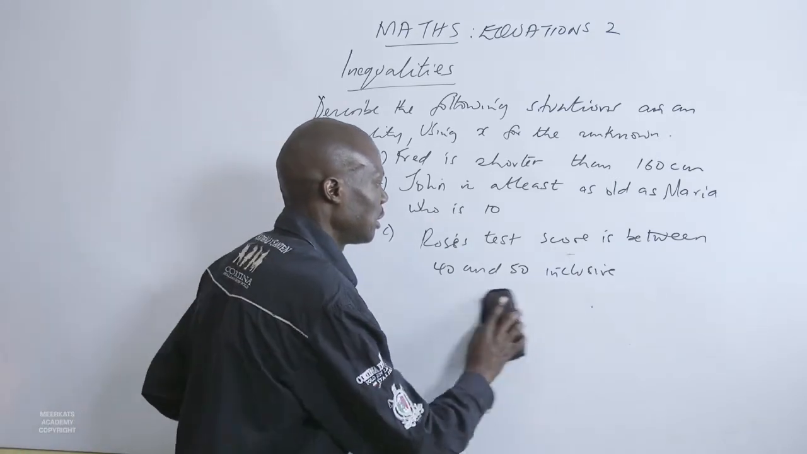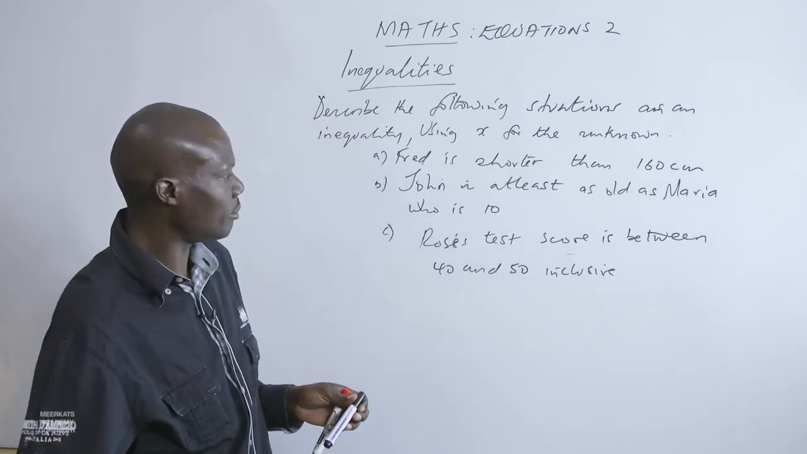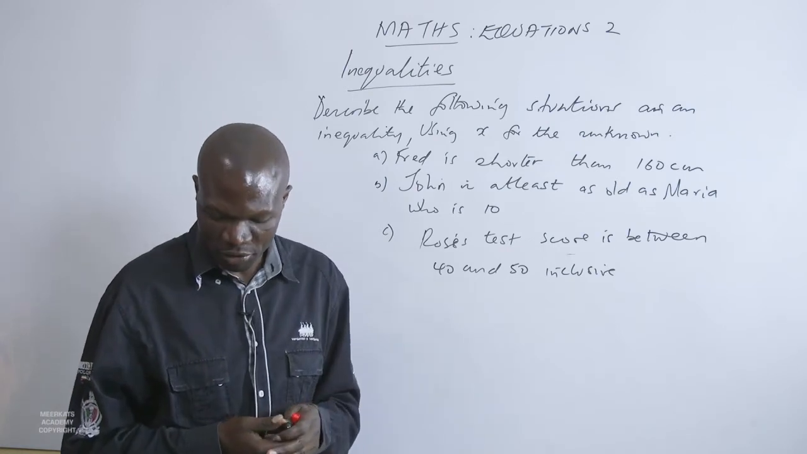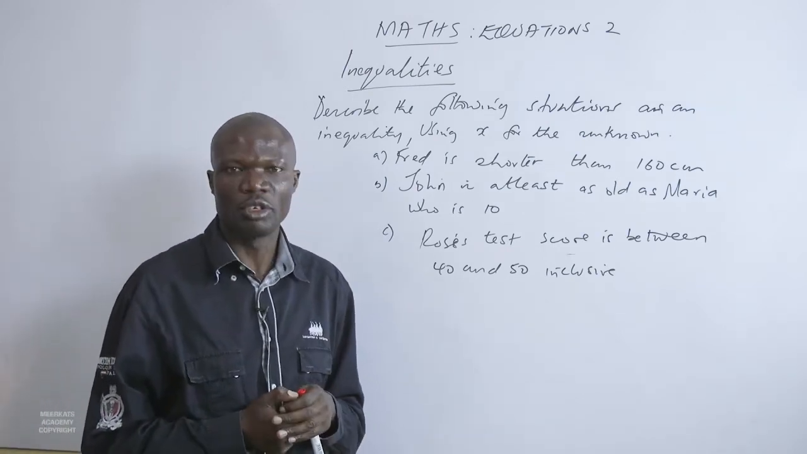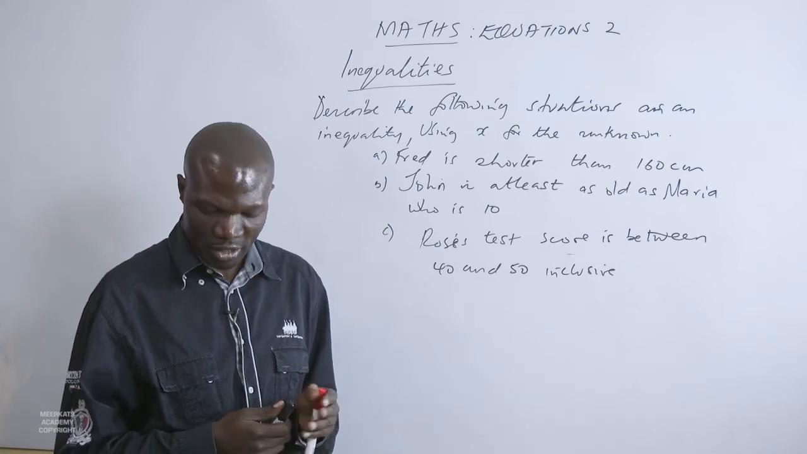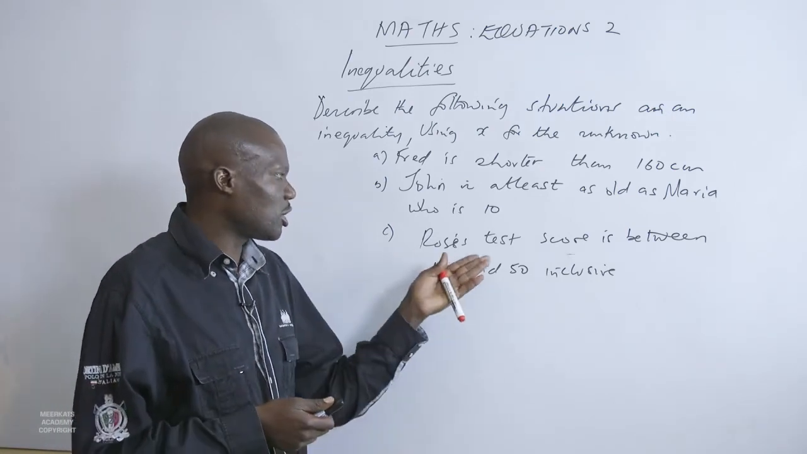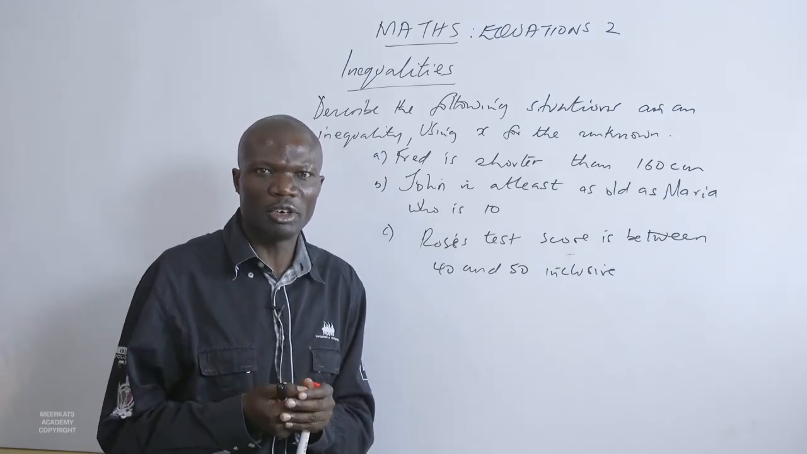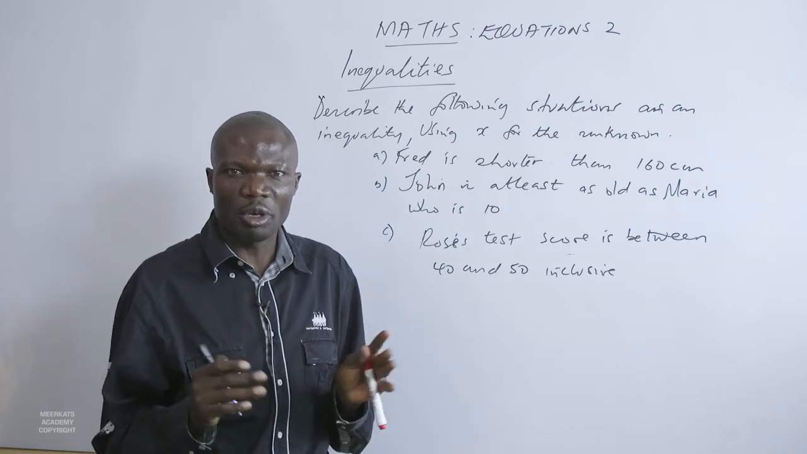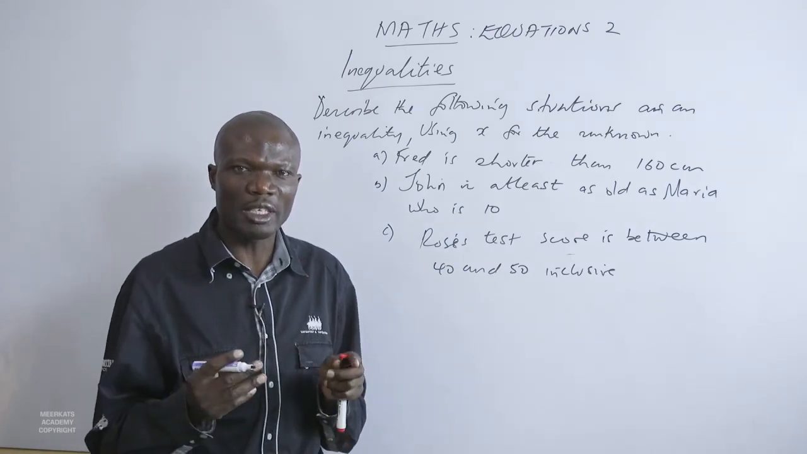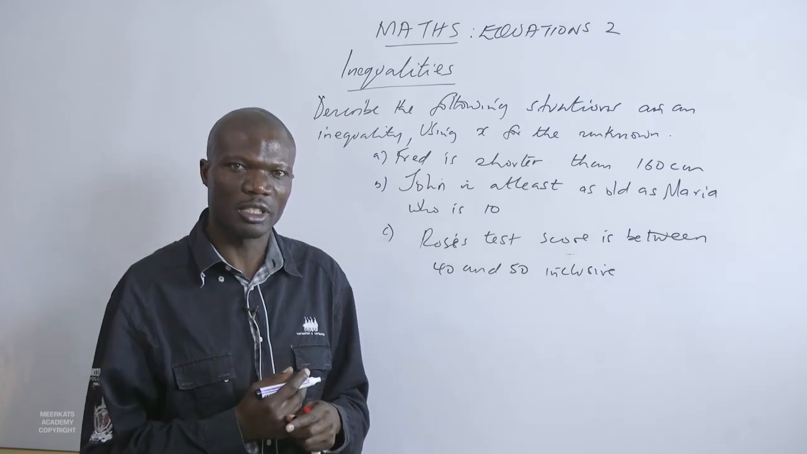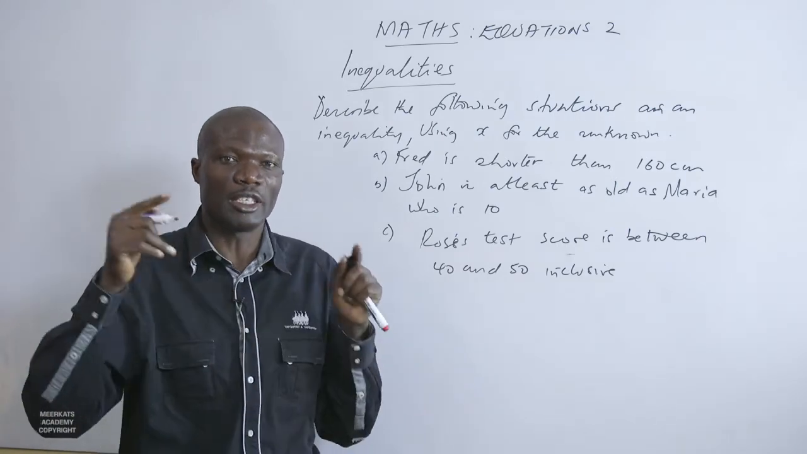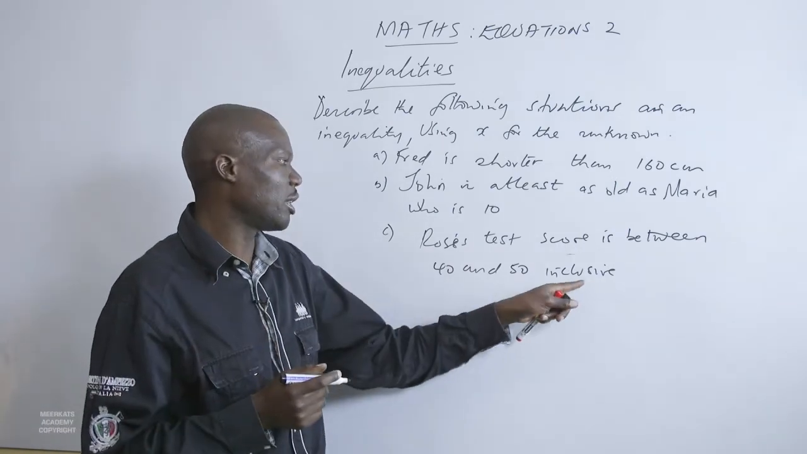And lastly, Rose's test score is between 40 and 50 inclusive. Now, Rose is supposed to score a test. She may score 40 or up to 50, both inclusive, which implies that she will not score below 40, neither will she score above 50, but she can score the 40 and she can score the 50. That's why we are saying inclusive.